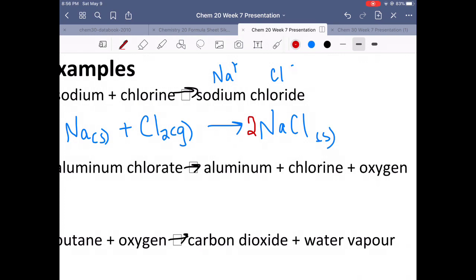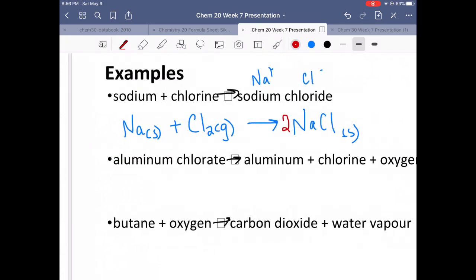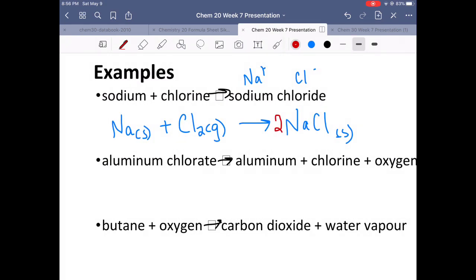But notice what just happened. Yes, we have 2 chlorines going out, but you also put in an extra sodium. So now we have 2 sodiums, 2 Nas. Go back over here, we've only got 1 over here, and that's not good enough. So same thing, we have to balance this. Put a 2 on this side. Always double check. 2 sodiums reacting, 2 sodiums produced. 2 chlorines reacting, 2 chlorines produced. This is now balanced.